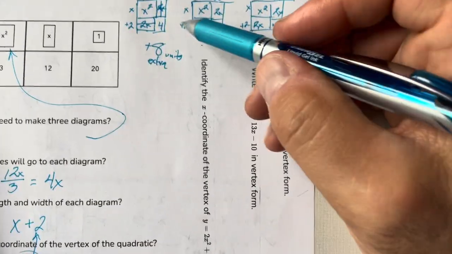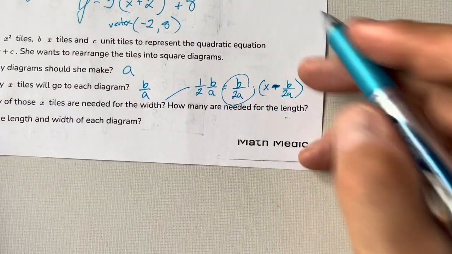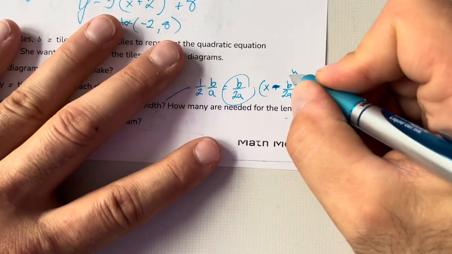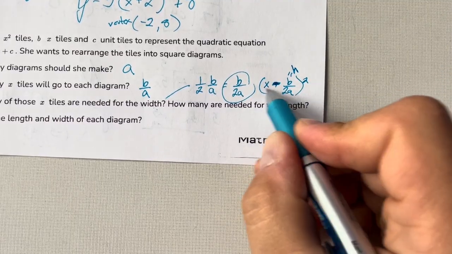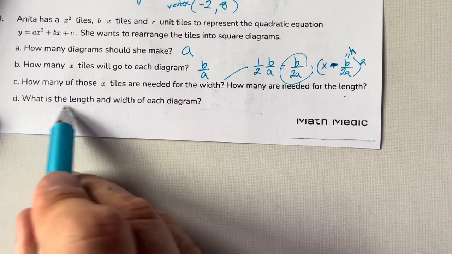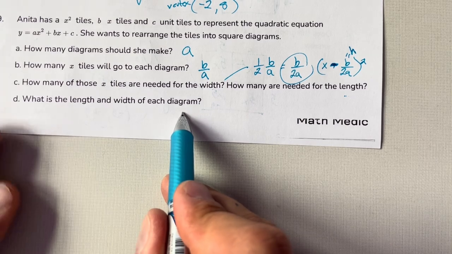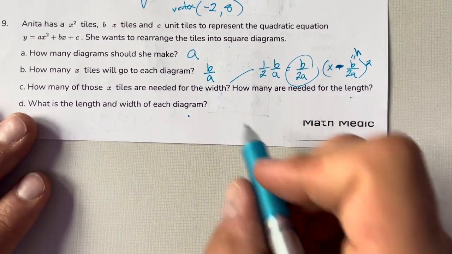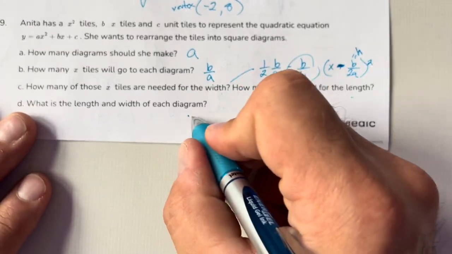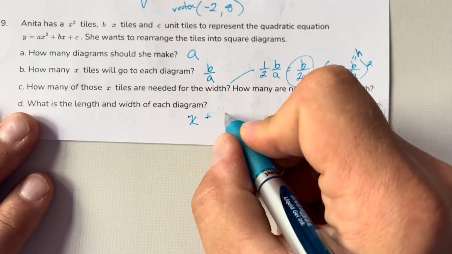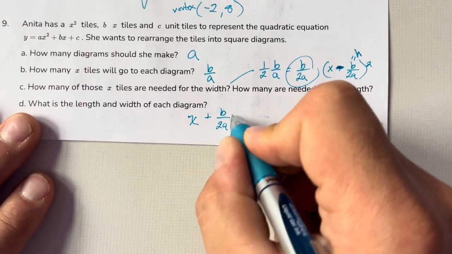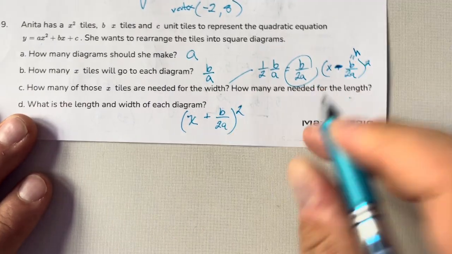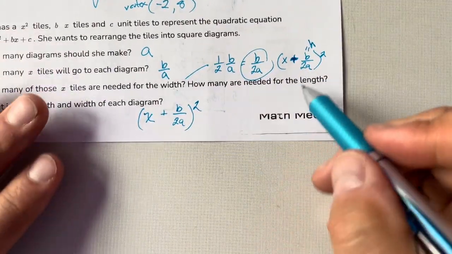We're rooting this deeply into a physical diagram and seeing that that's the constant there that gives us our h value that we talked about before. It comes from squaring that. Okay, anyway, and then what is the length and width of the diagram? The length and the width of the diagram is that x plus b over 2a. That's our length and width. That gets squared. Oh, sorry, there's our plus.